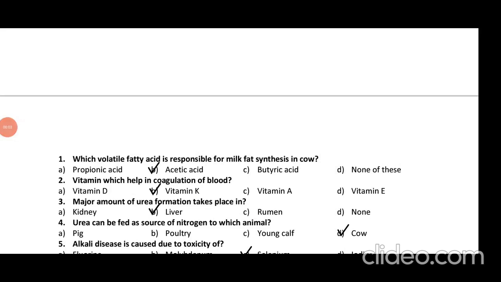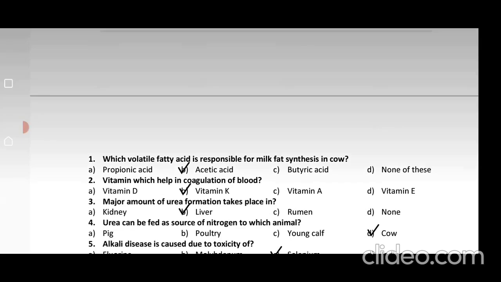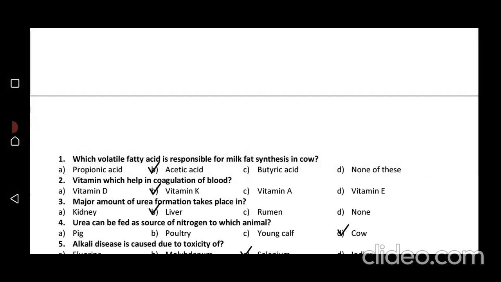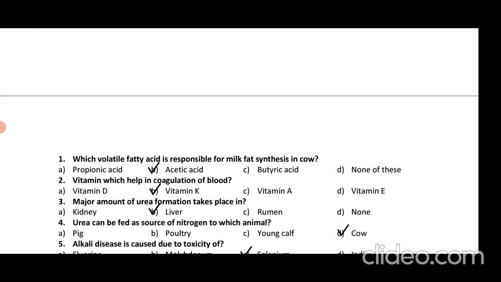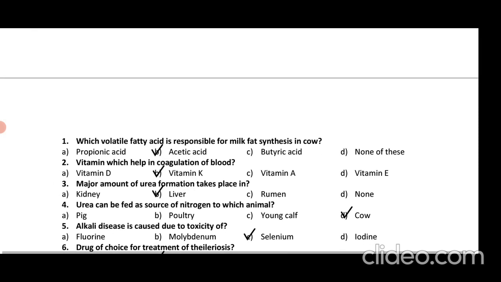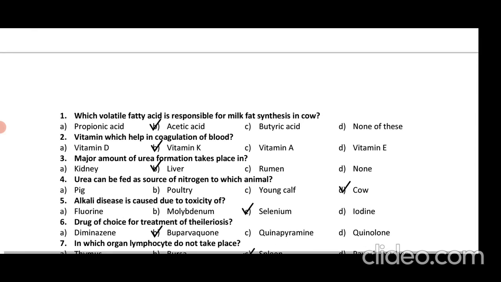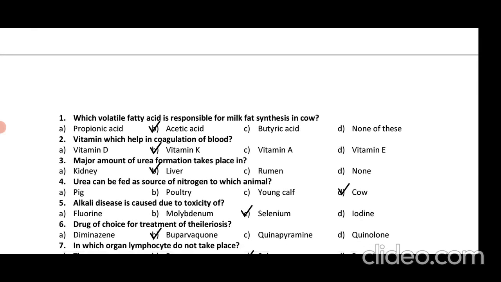Which volatile fatty acid is responsible for milk fat synthesis in cow? Acetic acid. The vitamin which helps in coagulation of blood is vitamin K. Major amount of urea formation takes place in liver. Urea can be fed as a source of nitrogen to ruminants such as cow and buffalo. Alkali disease is caused due to toxicity of selenium. The drug of choice for treatment of theileriosis is buparvaquone.